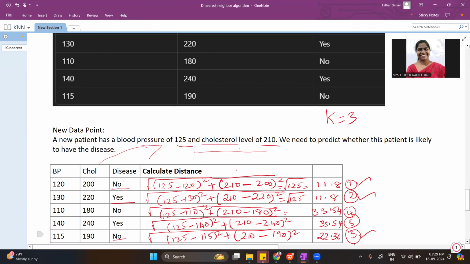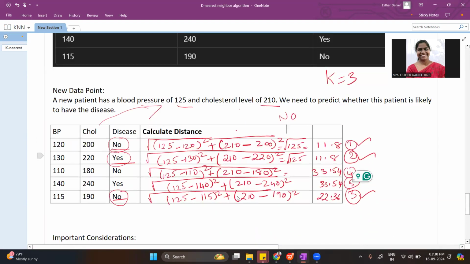And here, the disease class is no. So out of these 3 neighbors, what is the majority class that is available? The majority class is no. So now we are able to classify the new patient's data, assuming that they don't have a disease. So the new label is no, because out of the 3 neighbors, no is the majority value. So we are classifying this patient as not having a disease. So that is how we are classifying.